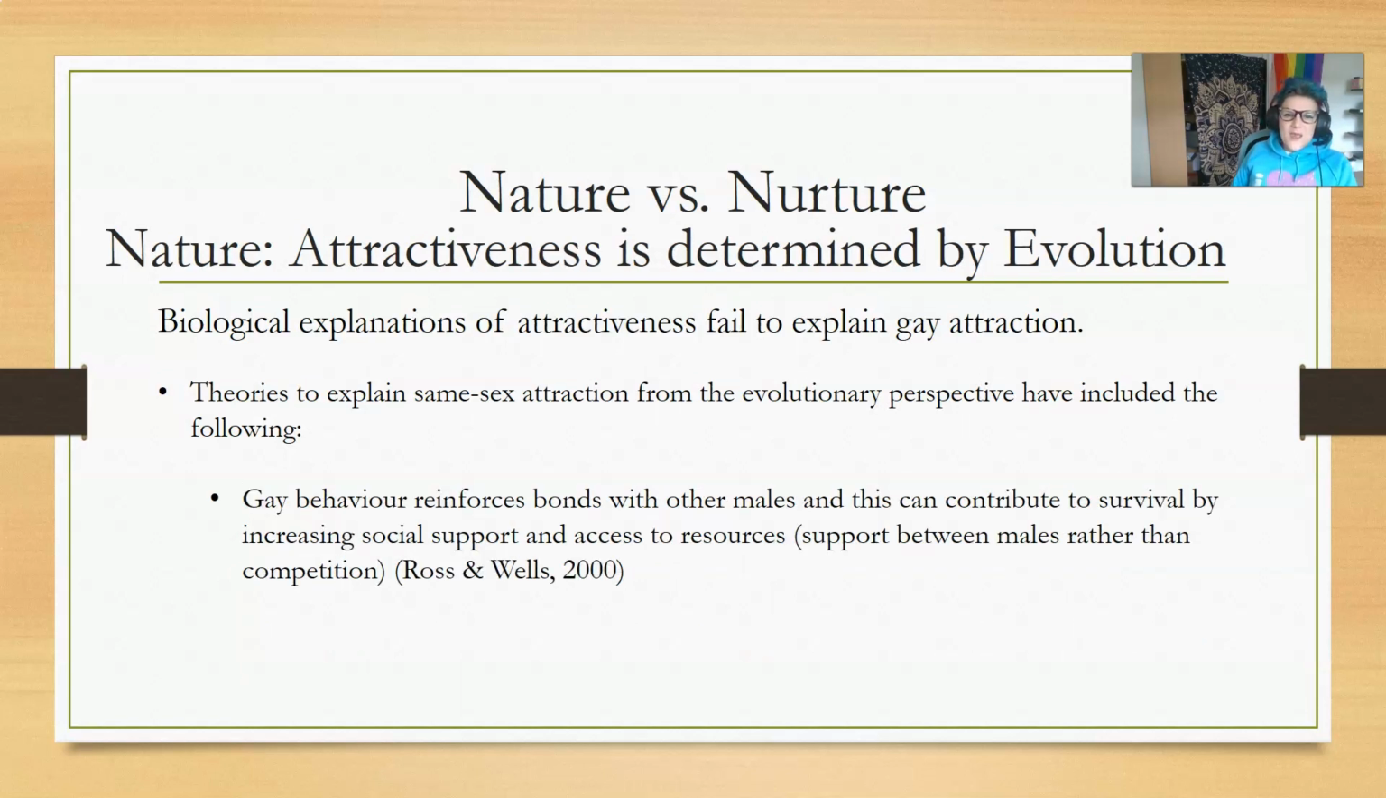And finally, a third theory is that gay behaviour reinforces bonds with other males, and this can contribute to survival by increasing social support and access to resources. So this would be support between males rather than competition. So basically, and it's another assumption that gay men are weak and can't look after themselves, and so find other gay men because it's safety in numbers. So none of these theories are particularly nice and inclusive, but then unfortunately, science doesn't have to be.